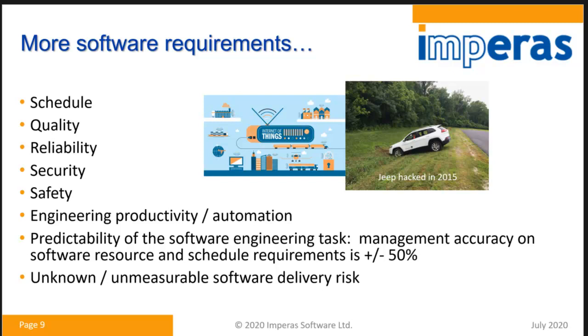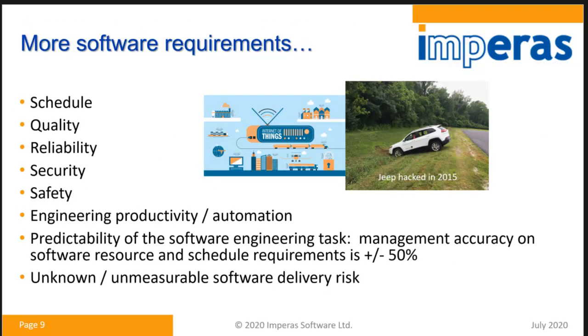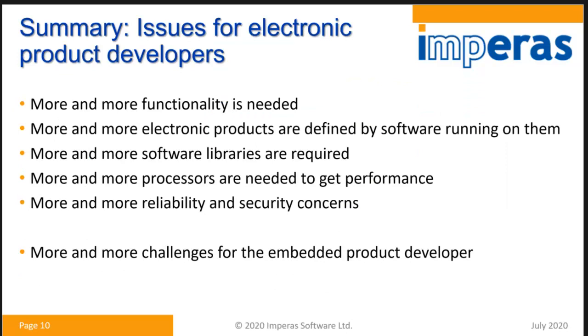And of course, there's more requirements too. For example, schedule. Everybody needs the product done sooner. It's got to be high quality and reliable. It's got all the security issues that everybody faces nowadays. It's got to be safe. Like, for example, you don't want people to be able to hijack it and with cars going off the road and things. So there's a lot of issues with software development, and more and more challenging.